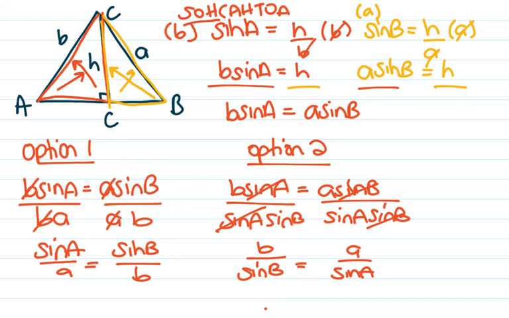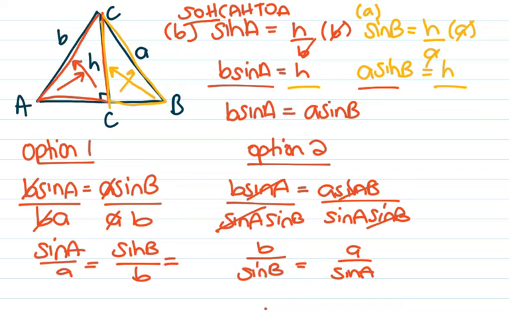So we can either have the sine A and sine B on the top and the lowercase a and b on the bottom, or we can flip the entire thing where the lowercase a and b are on the top and the sine A and B are on the bottom. But we need to make sure that we always keep the sines together on the top or together on the bottom, and the lowercase letters together on the top or together on the bottom. Okay? And this process can also be repeated for angle C.